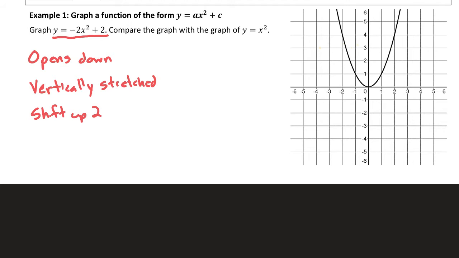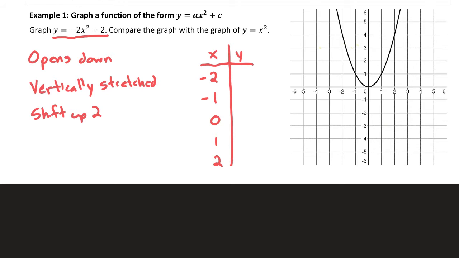Now, if you're ever in doubt with how to graph something, what I usually do is I make an XY table, and I choose values that are showing up on the graph. So I usually pick smaller values. So let's just pick values like negative 2, negative 1, 0, 1, and 2. So I'm just picking inputs.